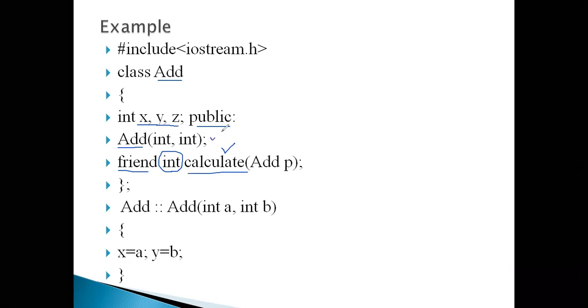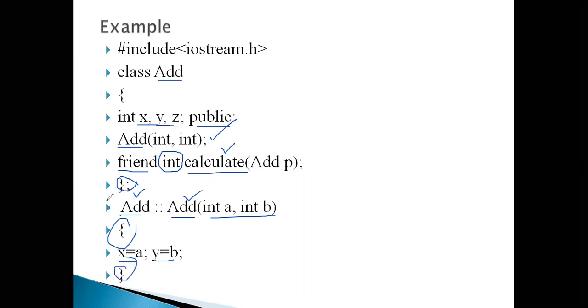Now this is a normal function. So add is a normal function. Here I am closing the class. So outside of the class, I am defining the add function by means of the class name, then the member function and the number of parameters. Simply here I am assigning a value to x, b value to y, and then closing the function.